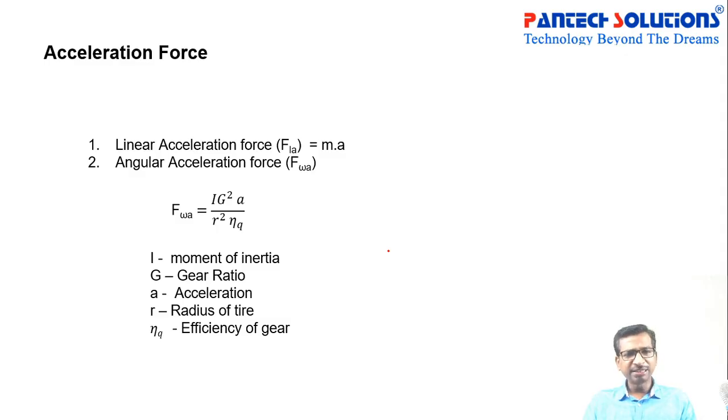And the angular acceleration is when your motor is coupled with the gear and then directly connected to the wheel, right? So there will be angular acceleration. To calculate that, it is I g square a divided by r square into eta g, right? Here I is the moment of inertia of the vehicle, g is the gear ratio, a is the acceleration, r is the radius, and eta is the efficiency of the gear. So these are the formulas. Suppose you have all the details with you, then you can start your vehicle design.